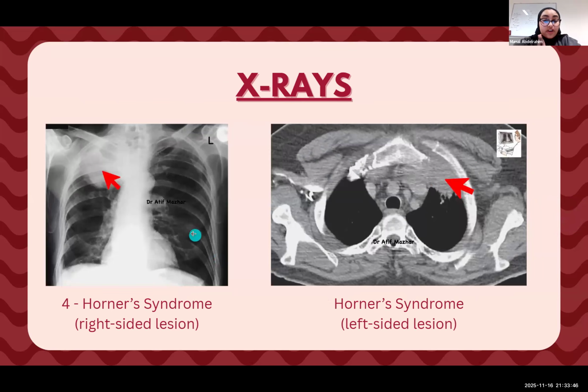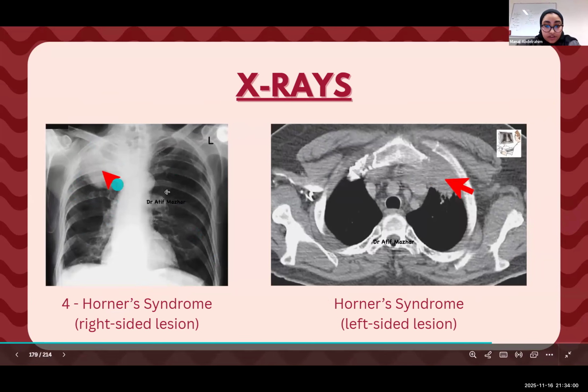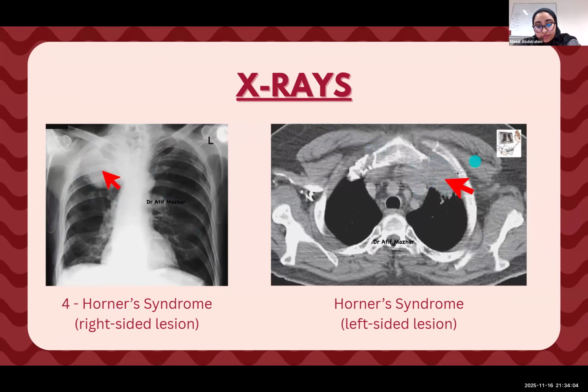Then, Horner syndrome, guys, they got us this as an SAQ. Like they brought us the X-ray of Horner syndrome, and it was a bunch of questions about the syndrome itself. It was just from the X-ray, and you have to identify it from the X-ray. So remember the clinical X-rays. You can see that there's a right side lesion here. And this one is a CT showing you a left side lesion.